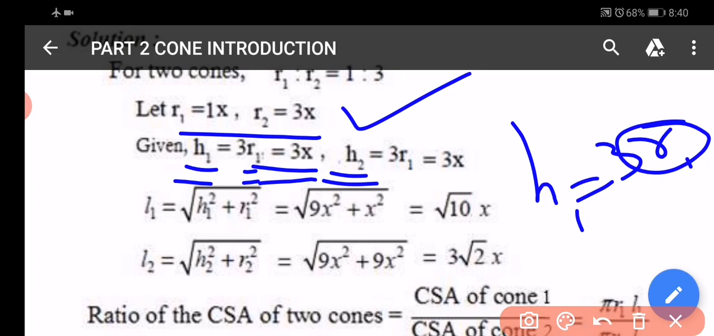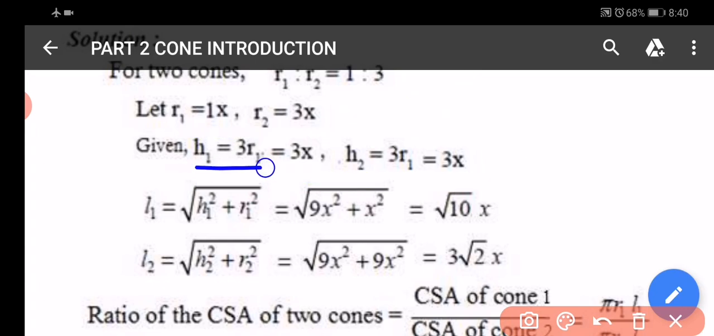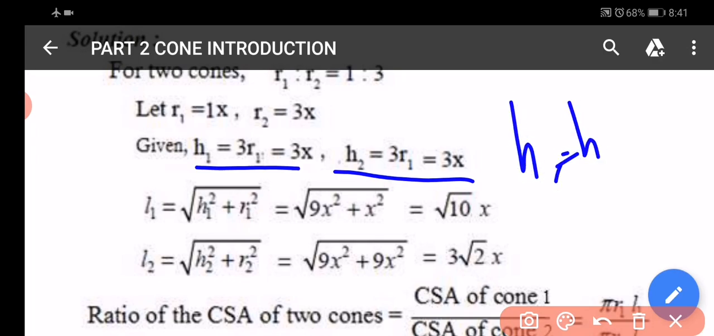And h2, the height of the second cone, is 3 times its radius. Now h2 equal to 3 into r1. So r1 equal to x. So h2 is also 3x. So the height of the first cone is 3x, the height of the second cone is 3x. So in the sum already they told the two cones are the same height. That means h1 equal to h2 equal to 3x.